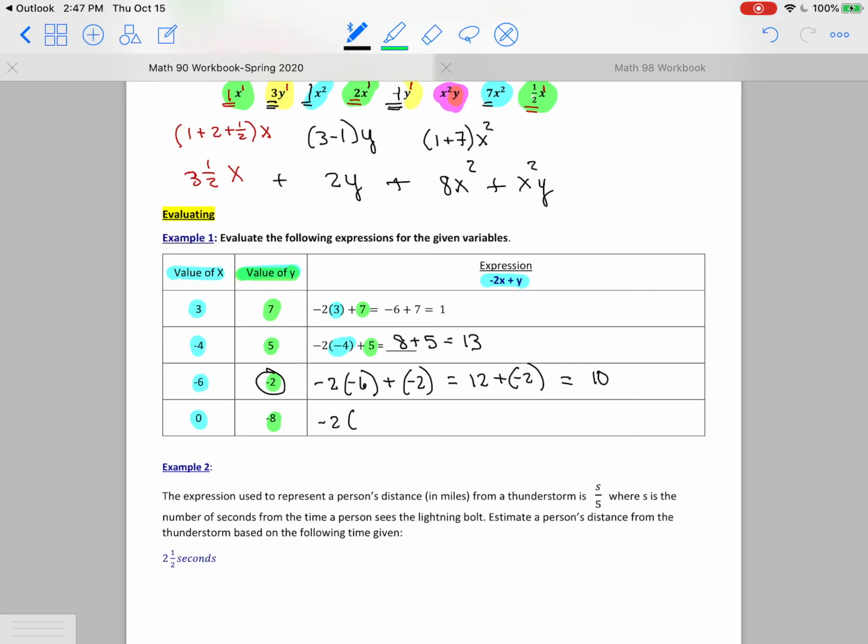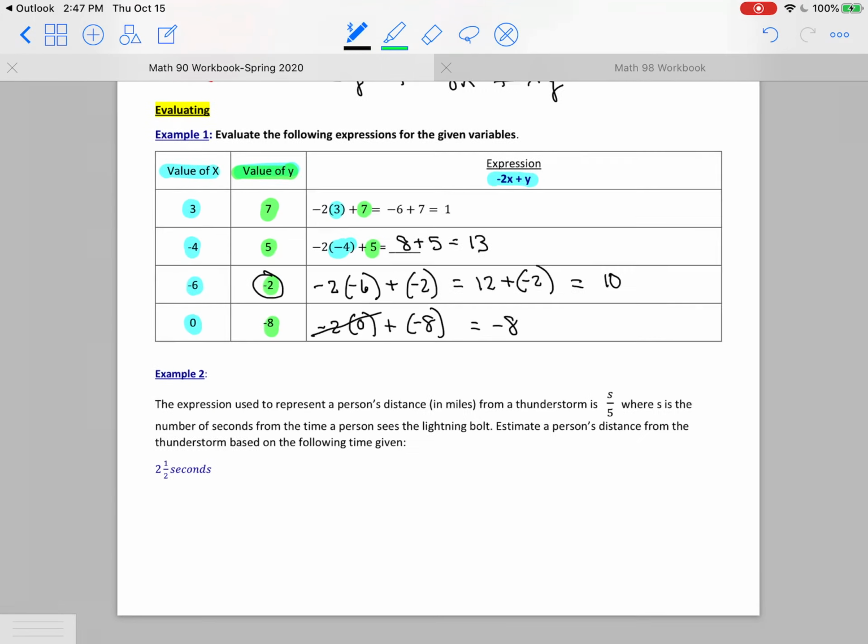And lastly, negative 2. Our x value this time is 0, plus a negative 8. We know that 0 times anything is just 0, so we can just mark that off, and it's going to leave us with a negative 8. So that's how we evaluate this particular expression for all of those different values of x and y.